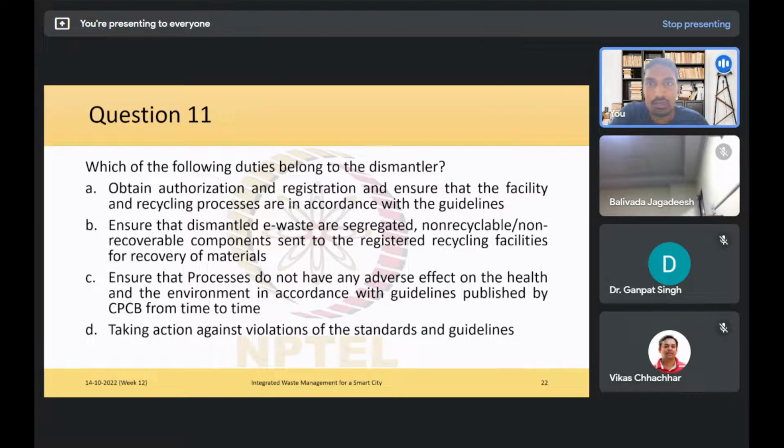Question 11 is: which of these are the duties of the dismantler? Options: A, obtain authorization and registration and ensure that the facility and recycling processes are in accordance with the guidelines. Option B is ensure that the dismantled e-waste are segregated, and non-recyclable, non-recoverable components are sent to the registered recycling facilities for the recovery of materials. Option C is ensure that processes do not have any adverse effect on the health and the environment in accordance with guidelines published by the CPCB. And option D is taking action against violations of the standards and guidelines.